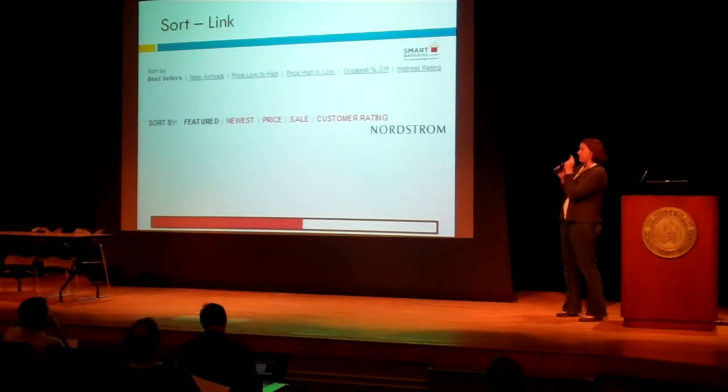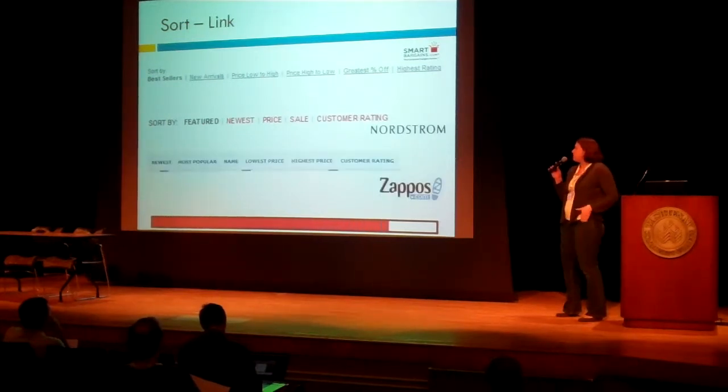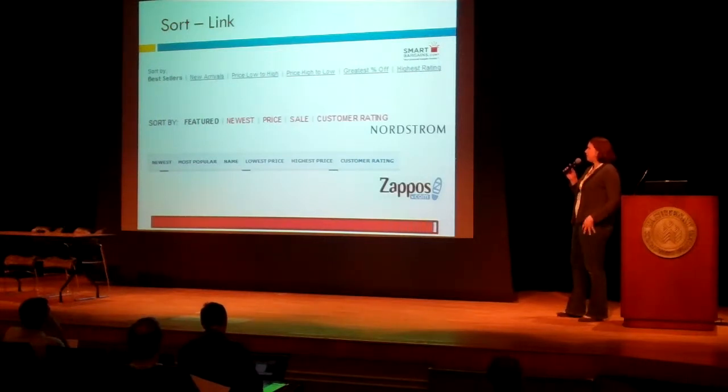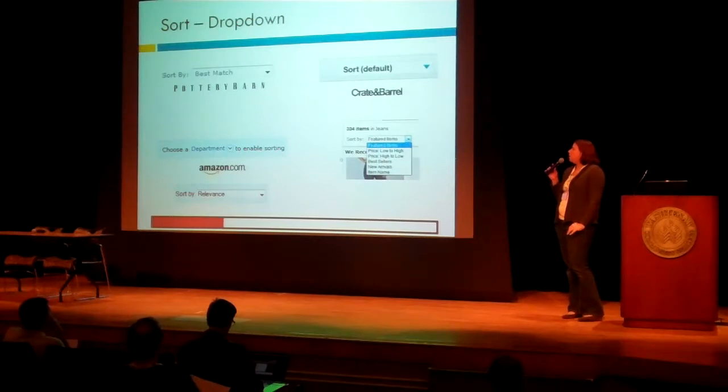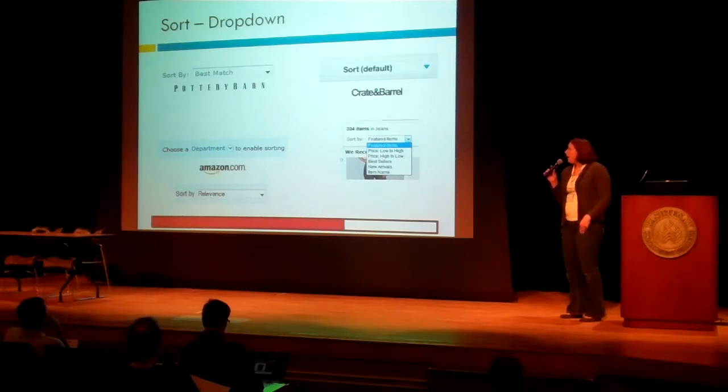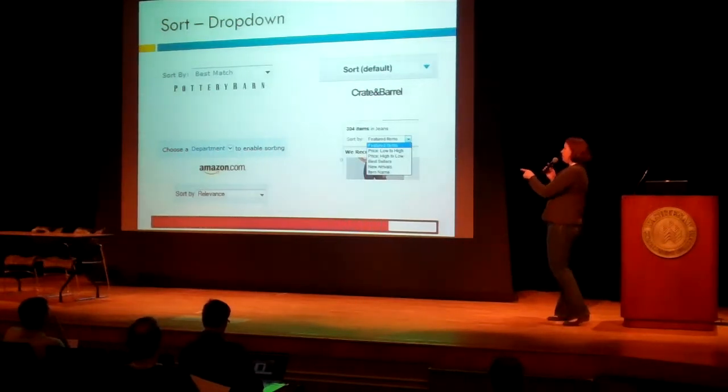Some sort with links. So if you want to sort, you just click the link and your list resorts. Smart Bargains does this, Nordstrom and Zappos are some examples. Some people use a drop-down. So Pottery Barn, Crate and Barrel, and Macy's, I forgot to mark this last one. Amazon does this as well. Actually, with Amazon, first you have to choose a department, and then you get to sort.